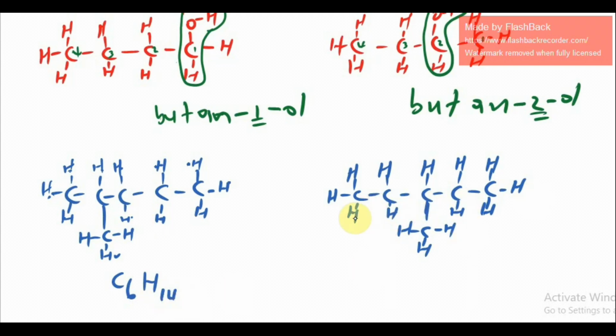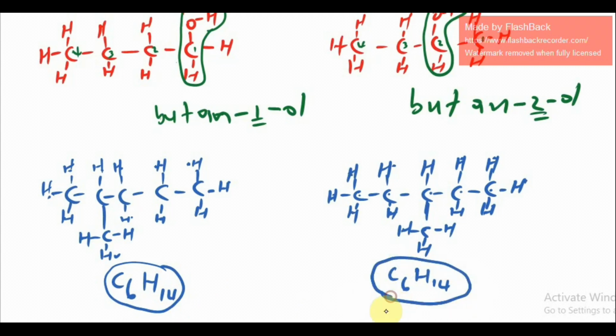Let's look at this one. There are 6 carbon atoms and 14 hydrogen atoms. Same molecular formula. Okay? They have the same molecular formula. But let's check the position of the side chain.